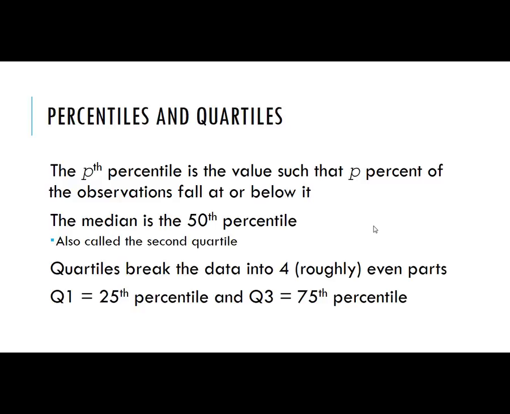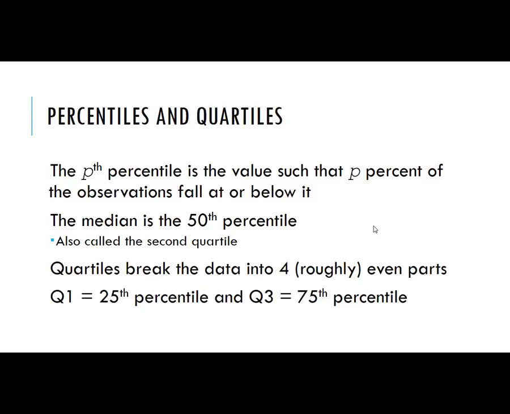Another way to look at spread or dispersion is by looking at quartiles and/or percentiles. A quartile is just a special percentile, so let's talk about percentiles first. This should be something you're already familiar with, especially if you've taken any standardized tests like the SAT, ACT, GRE, GMAT, that kind of stuff. The pth percentile is the value such that p% of the observations fall at or below it. That would mean that the median is the 50th percentile.